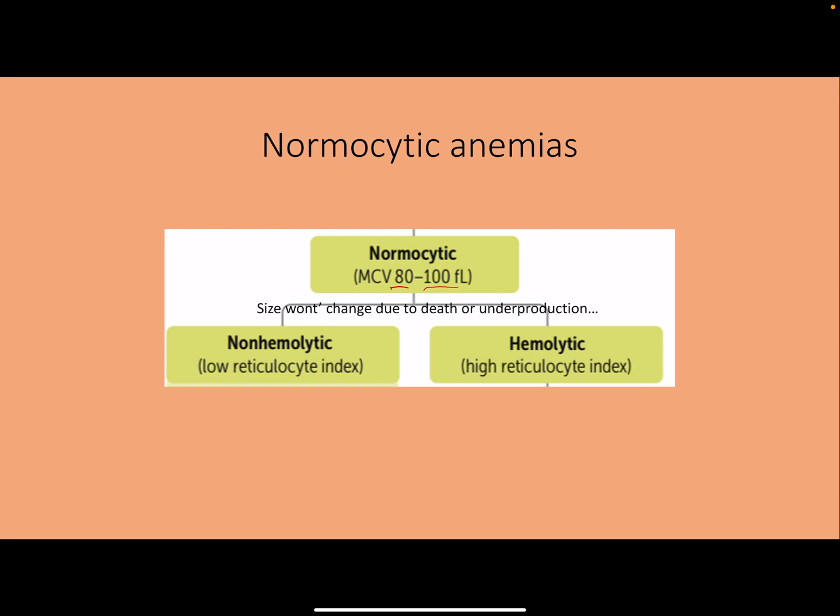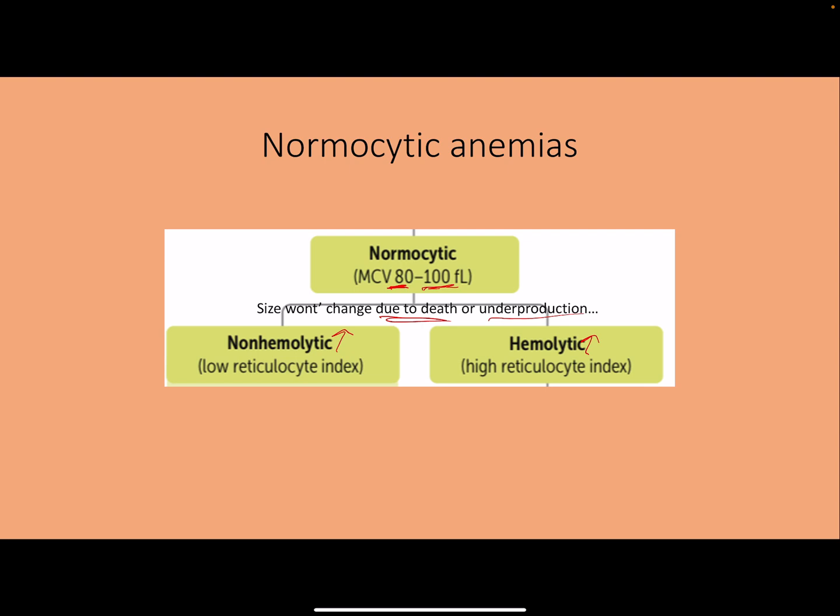The normocytic anemias are characterized by a mean corpuscular volume from 80 to 100. So this is a normal size. This is what they should be. And if you think about this, these fall into two categories. One is the non-hemolytic, so this is an underproduction. And then the hemolytic, this is due to premature destruction.